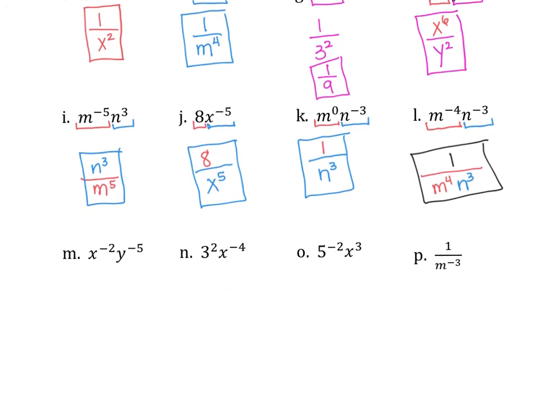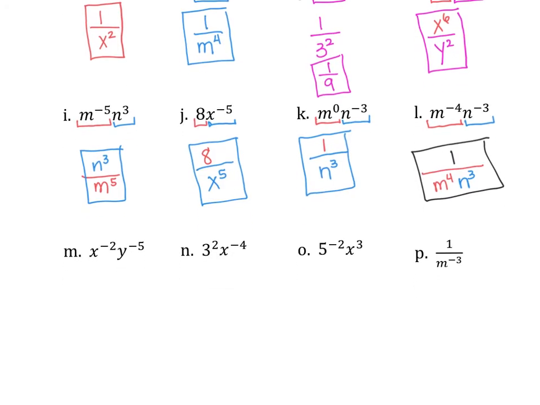Okay, last row. X to the -2, y to the -5. The first base is x. X to the -2, since the exponent is negative, the base x moves to the bottom and the exponent changes to a +2. Y to the -5th. Since the exponent is negative, the base moves to the bottom and the exponent can change to a positive. Okay, since they're both at the bottom, I have to put something at the top, so I put a 1. You can always put 1 if there's nothing there.